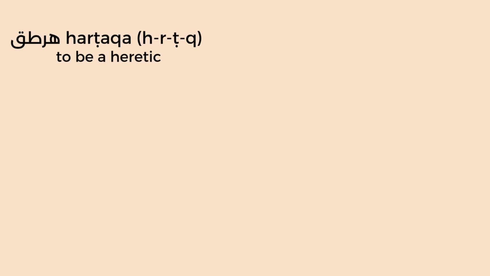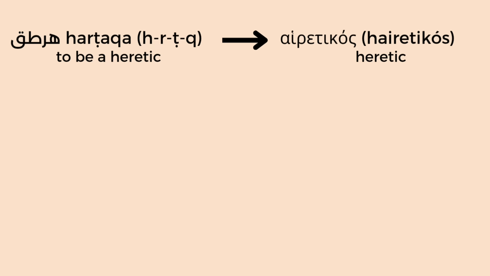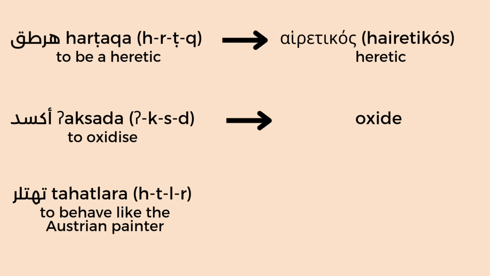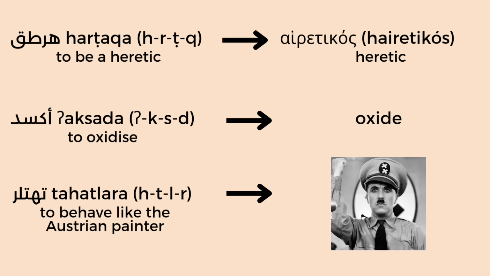4-consonant roots are often borrowed words, like hartaqa, to be a heretic, from the root ha, ra, ta, qa, coming from Koine Greek heretikos, a heretic. Aksada, to oxidize, from the root alif, kaf, sin, dal, coming from the word oxide in European languages. Tahatlara, to behave like the Austrian painter, from the root ha, ta, lam, ra, coming itself from the name of that same Austrian painter.